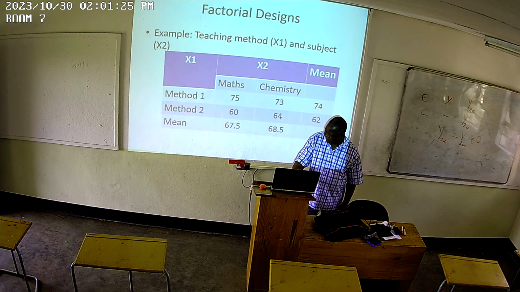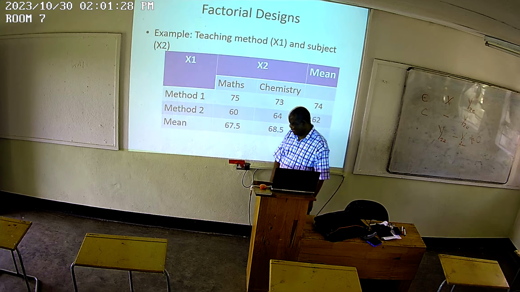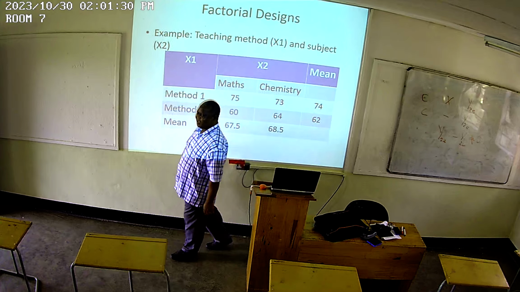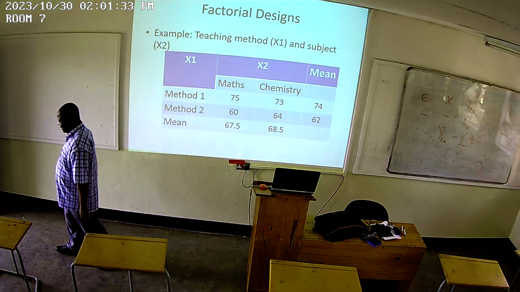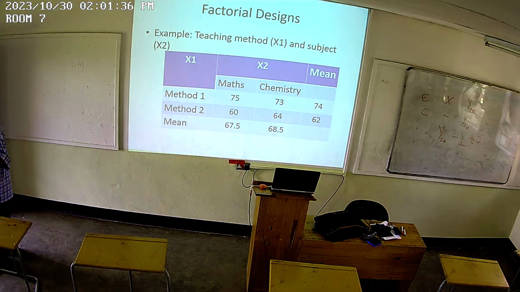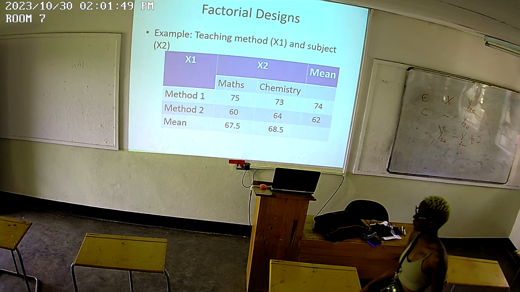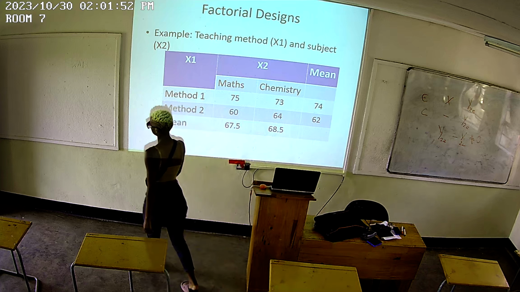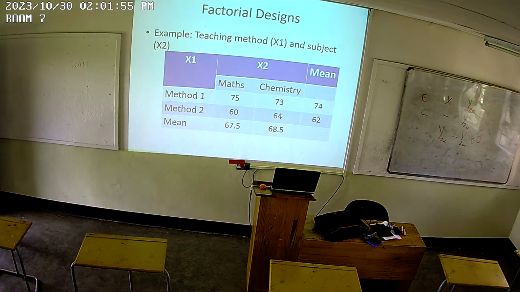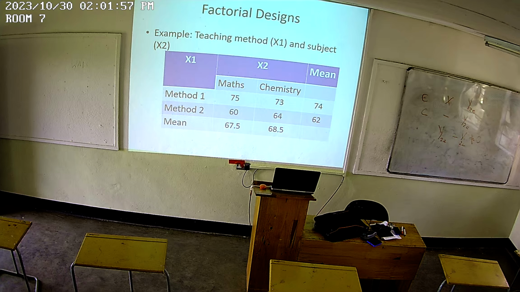Let's see an example of one factorial design. Look at that table. That table is about the design, but it is also showing the results from the design. In the design, we have teaching method 1 and teaching method 2. Teaching method 1 is the new teaching technique. Teaching method 2 is the regular teaching technique.